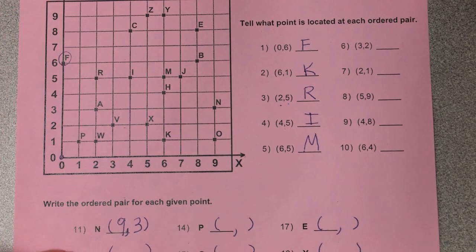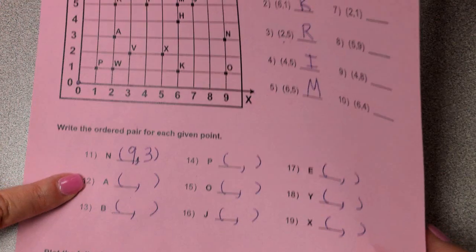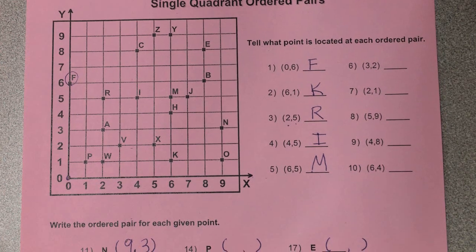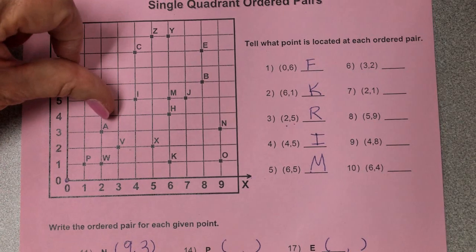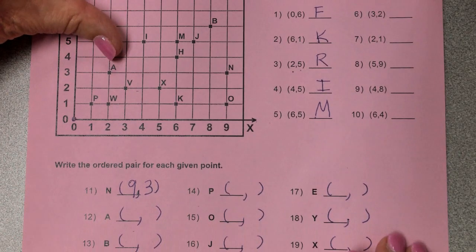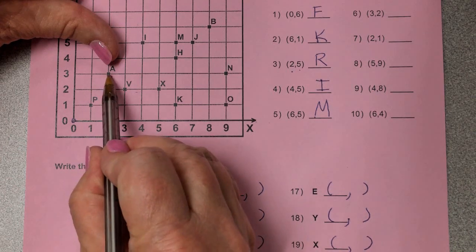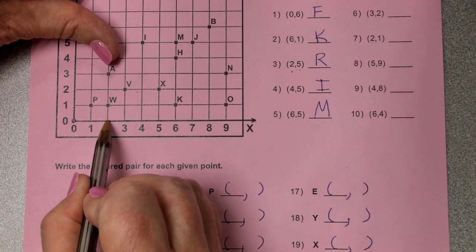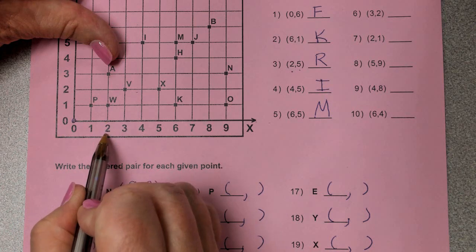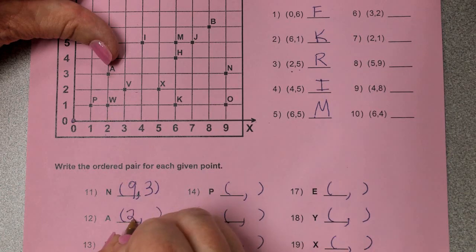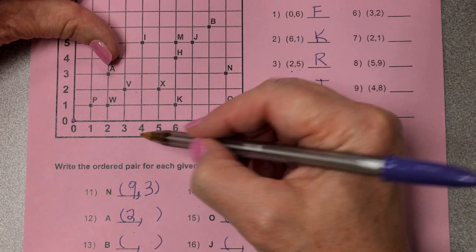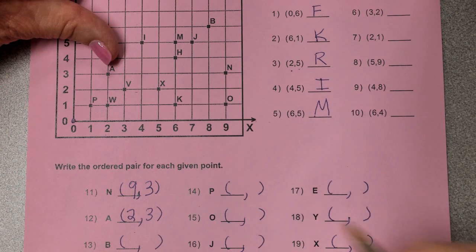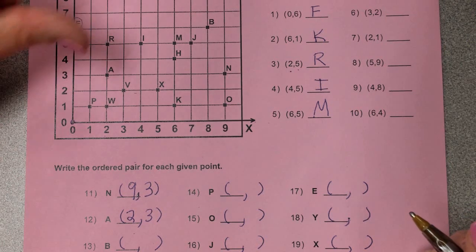Let's try another one. Let's look down here for letter A. Look everywhere on the graph till you find A. Here's A. If we're going to describe this point with an ordered pair, we're going to need to start at the origin. How far do we have to go across the x-axis to get to A? 2. So the x-coordinate is 2. And once we get to 2, how far up to A? 3. So 2, 3 describes where point A is on the graph.